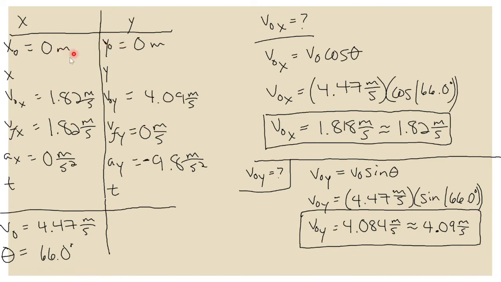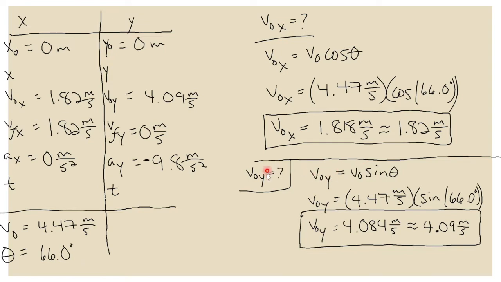Once you do that, you have no other choice but to go and solve for your initial vertical and horizontal velocity components. So the first one I did for no reason at all was V naught X, and I solved for V naught X using the equation V naught times cosine theta. So you plug in your V naught, which they told us in the problem was 4.47 meters per second, and I multiply that by the cosine of my angle, which is 66 degrees. And when you do that math, making sure your calculator is in degree mode, you get 1.818 meters per second, or to 3 significant figures, 1.82 meters per second.